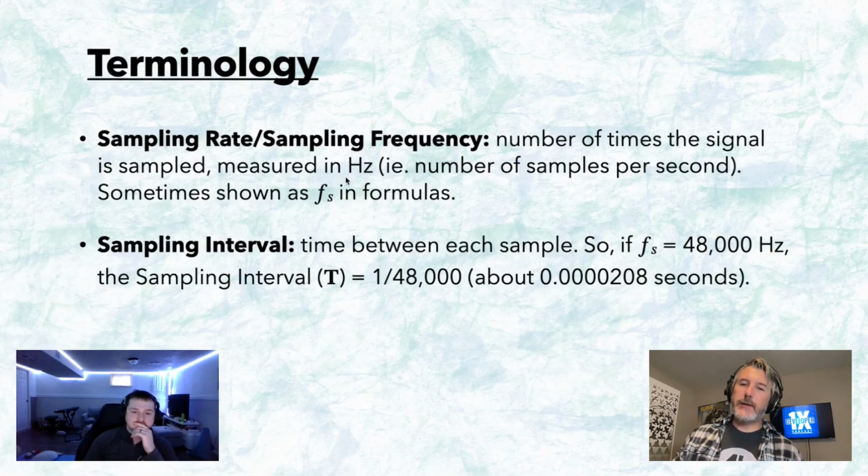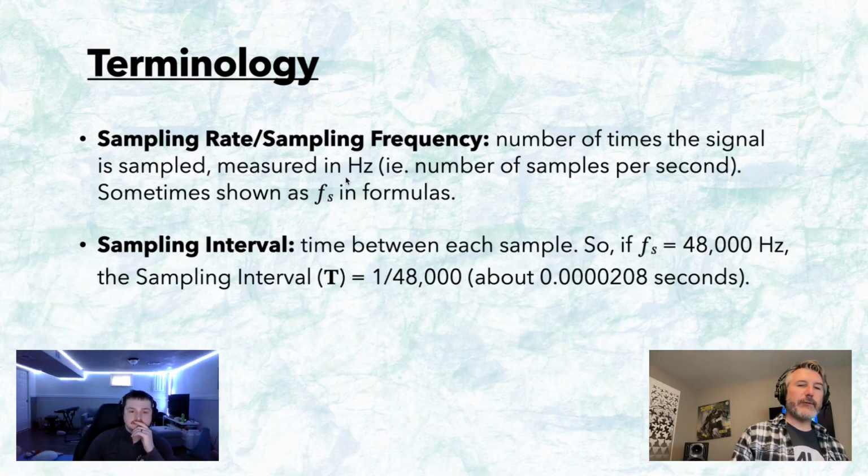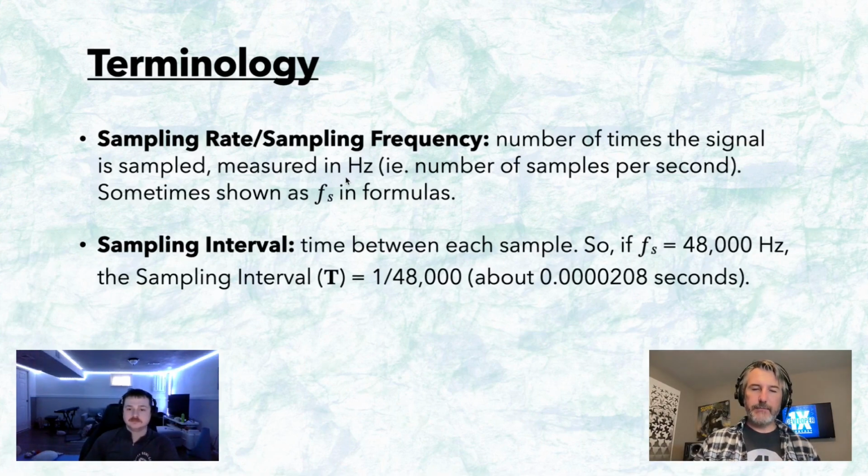We're going to talk about some terminology here. The sampling rate and the sampling frequency, kind of different words for the same thing, but that's the number of times that the continuous waveform is sampled. It's measured in hertz, so the number of times it's sampled per second. You'll see it as F sub S in formulas. You can just think of that as the number of times that your analog to digital converter is sampling the analog waveform. And then you have your sampling interval, which is the amount of time between each sample.